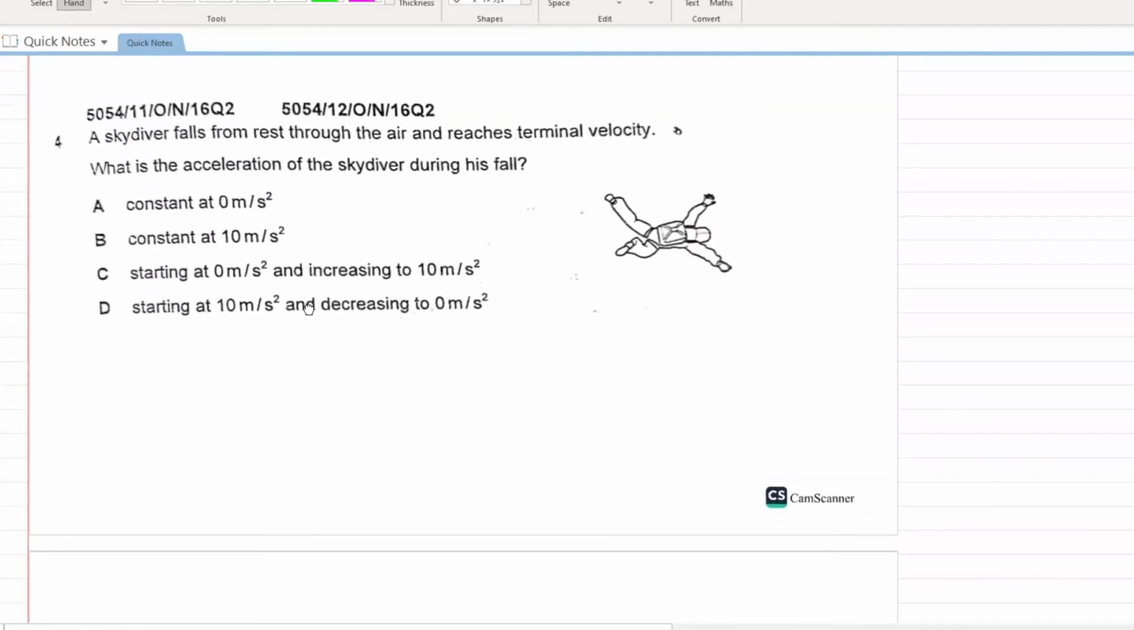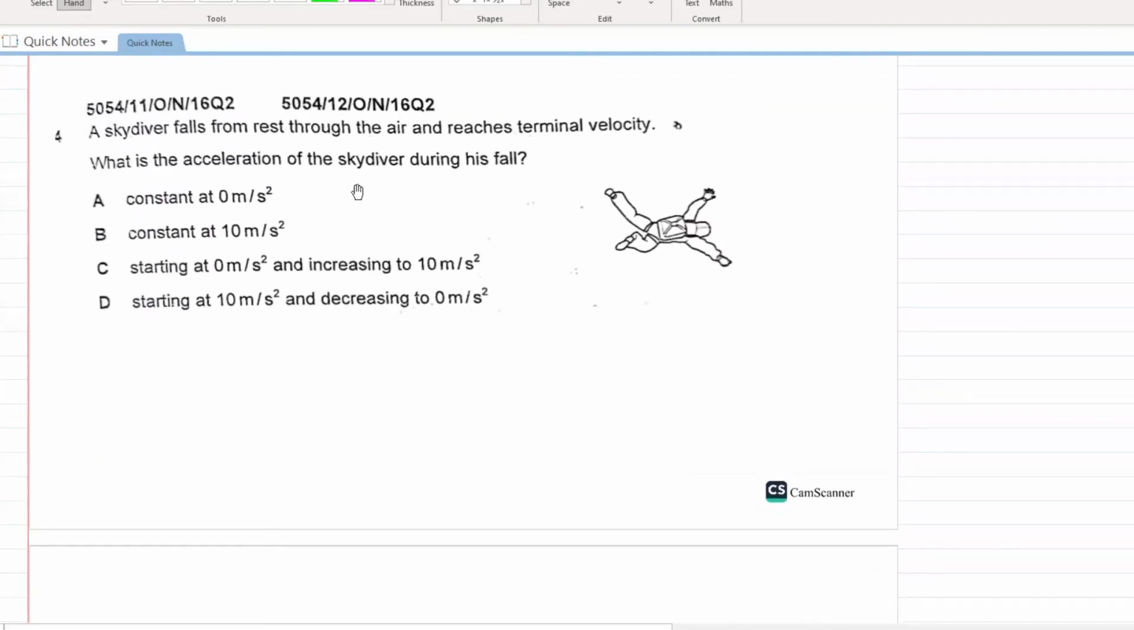Let's further move ahead. A skydiver falls from rest and through the air and reaches terminal velocity. What is the acceleration of the skydiver during the fall?